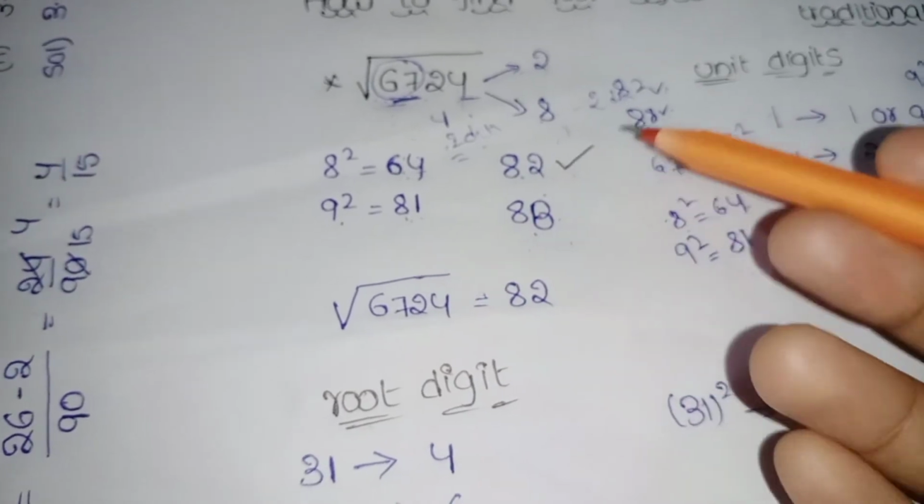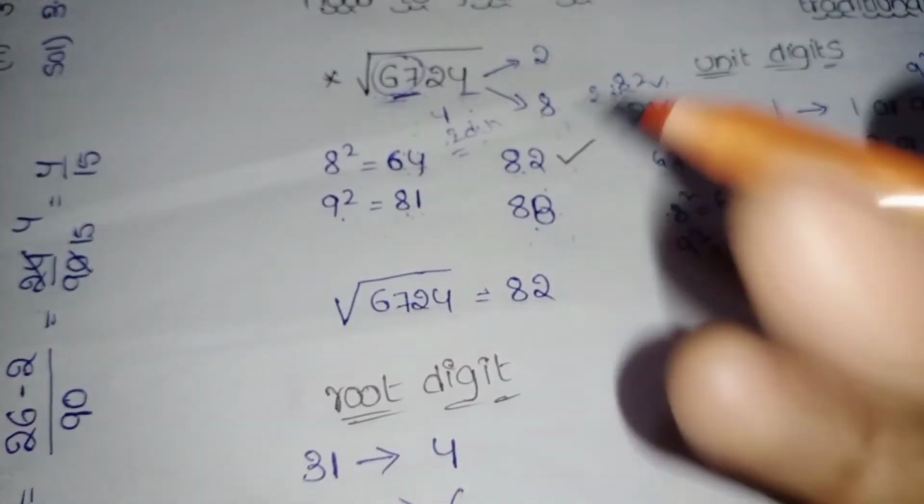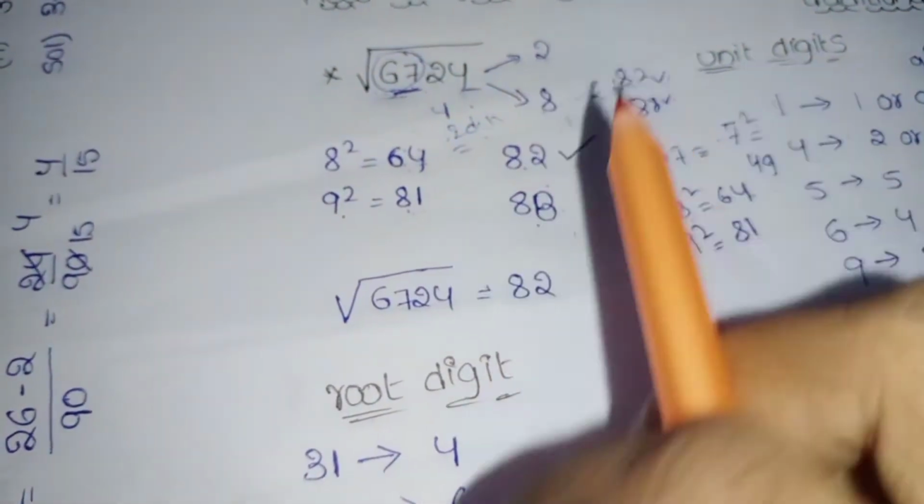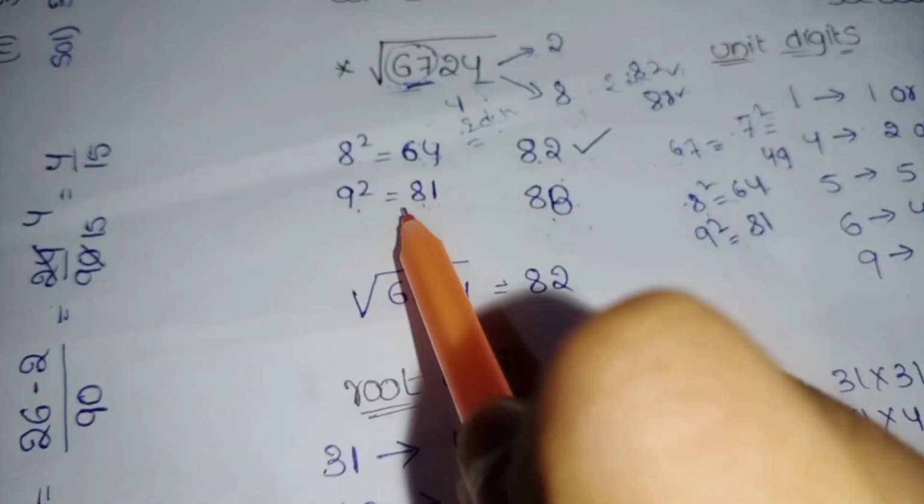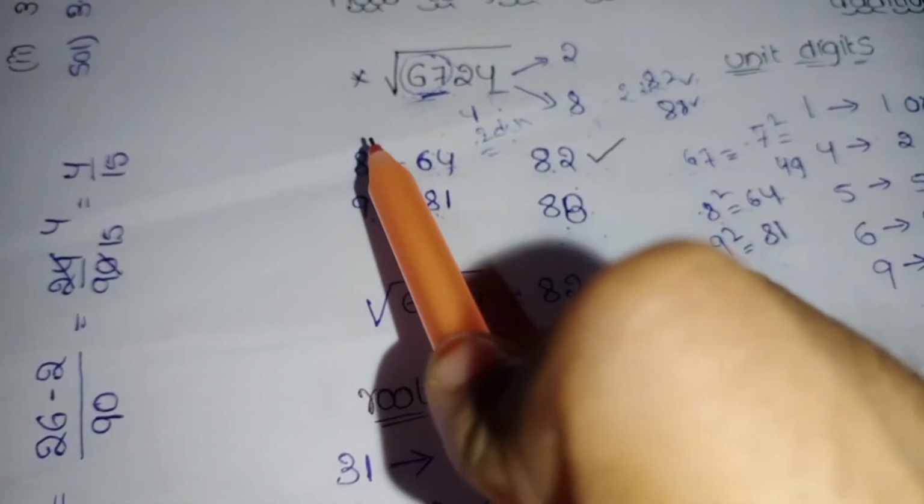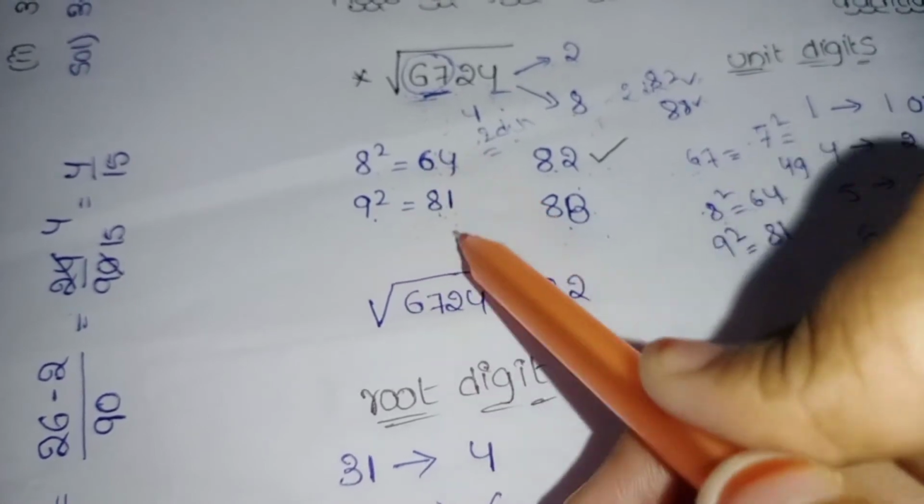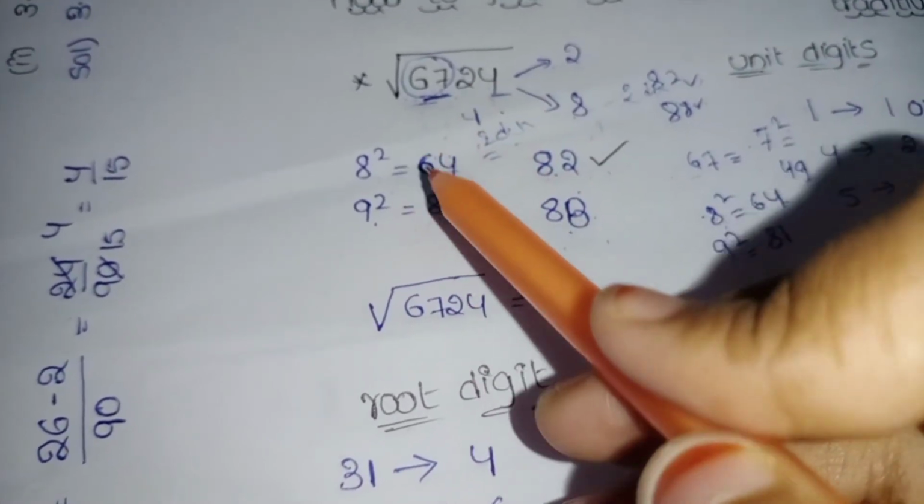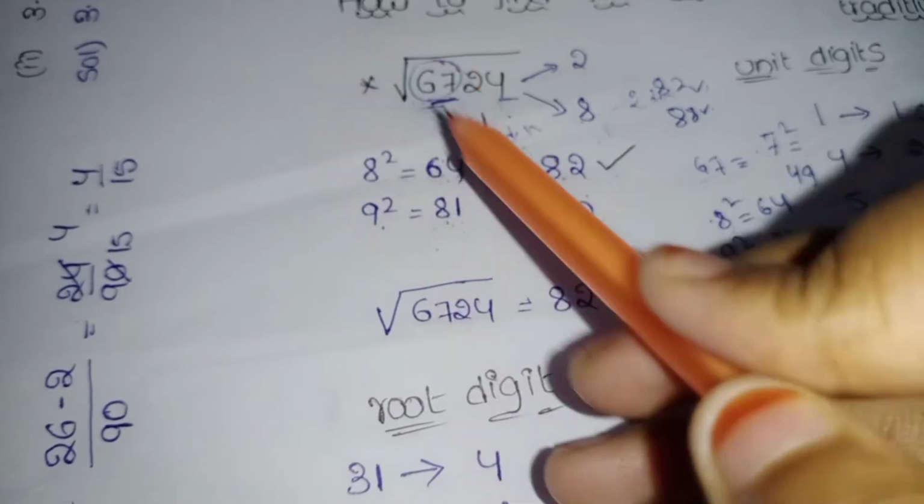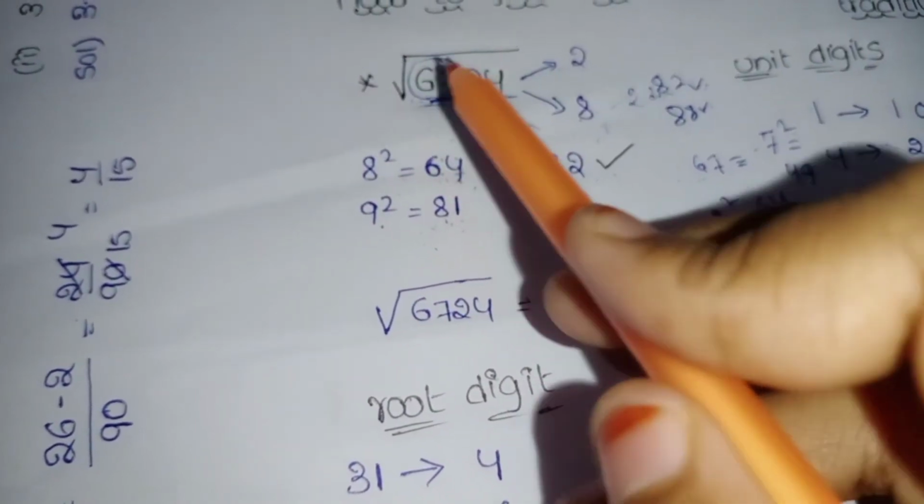So how will we know what my answer is? Here 9 square is 81, 8 square is 64. Which is so near to 67? 8 square. So the above value is near to 67.